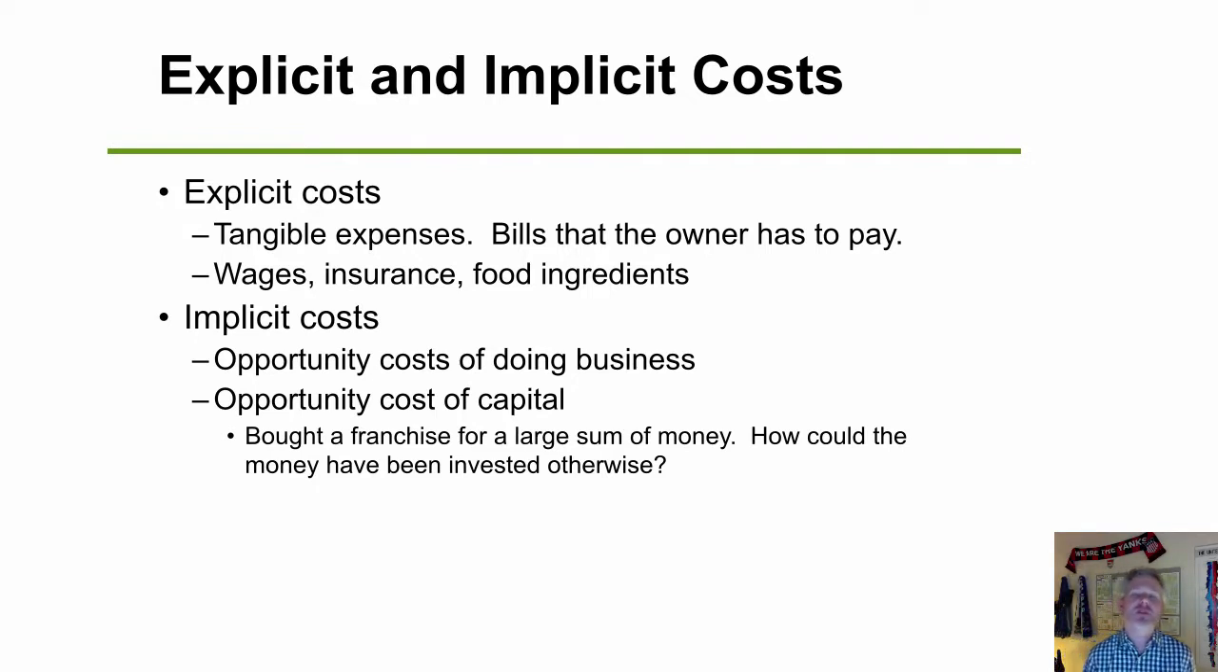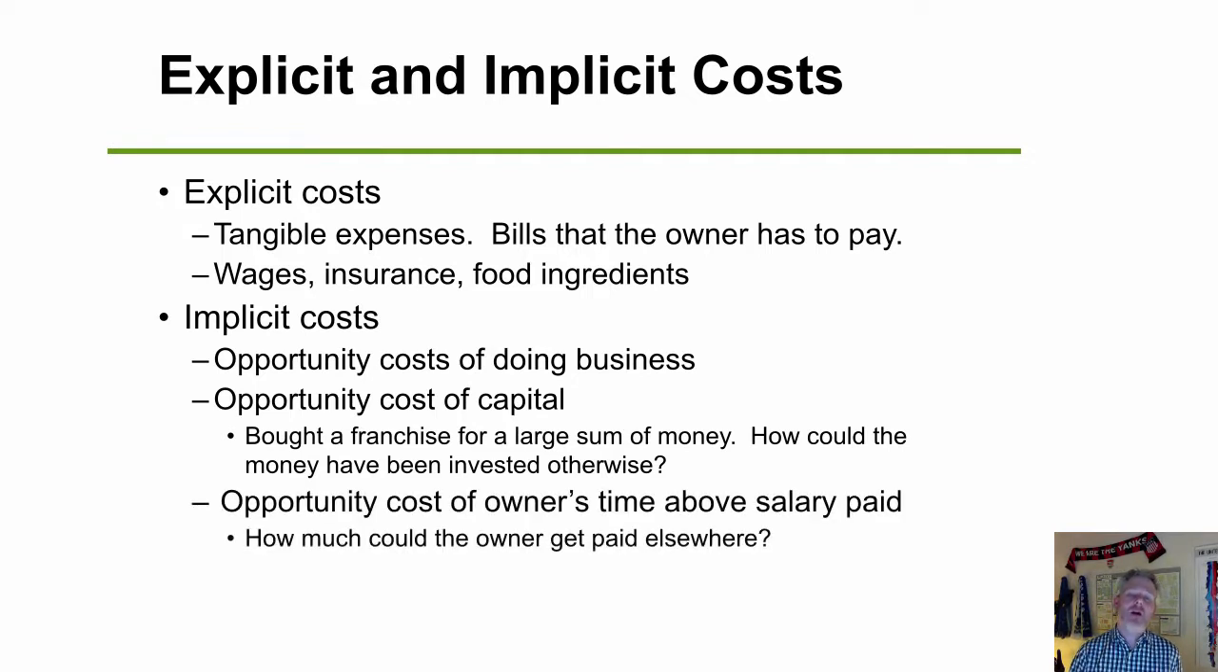That's the opportunity cost of capital. Maybe you could have bought a franchise for a large sum of money. How could that have been invested otherwise if you had bought a franchise? And the next is the opportunity cost of the owner's time above the salary paid. So the idea here is, how much could the owner get paid if they just went and worked somewhere else? Okay. So those are going to be our two implicit costs: the opportunity cost of capital, and the opportunity cost of the owner's time above the salary paid.